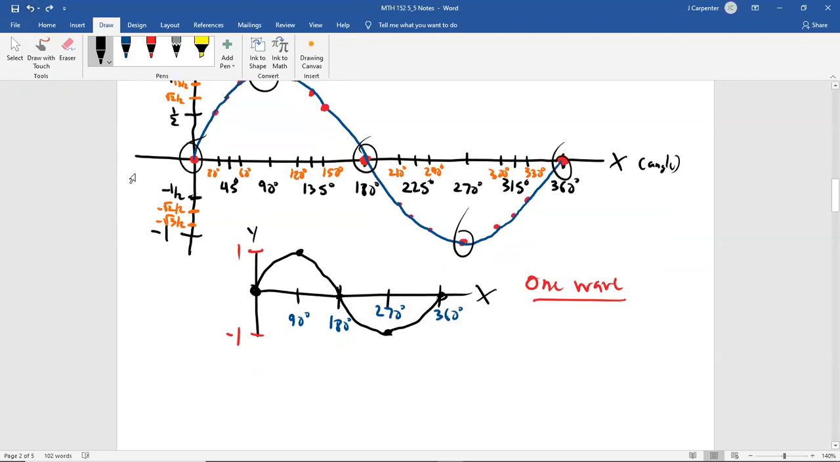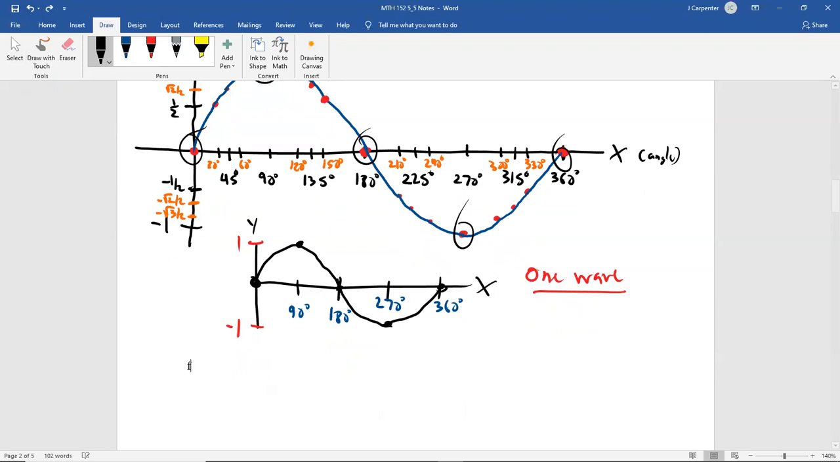All right, so for y, lowercase y, equals capital A times sine of bx. The period is, and we use the letter P to denote period, capital P, equals 2 pi over B.